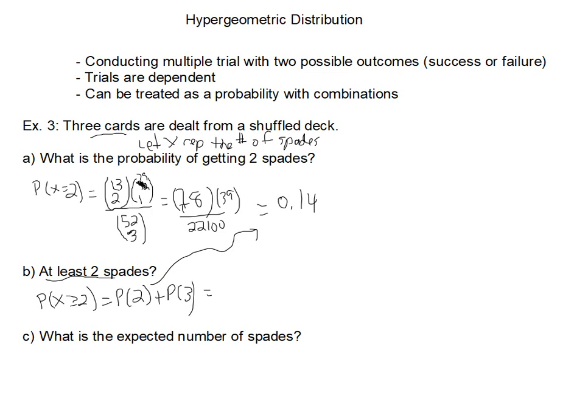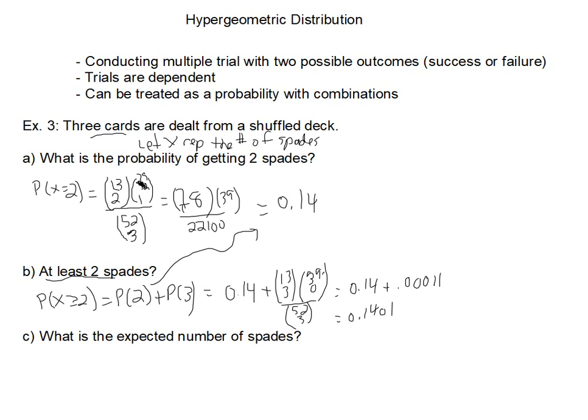Sorry again for this being all squished. Kind of ran out of room. Well, the probability of getting 3 spades looks like this. 13 choose 3 times 39 choose 0, divided by 52 choose 3. And it turns out this is quite a small number. That part works out to 0.00011. So when we add these together, we get 0.1401, so 14.01%.